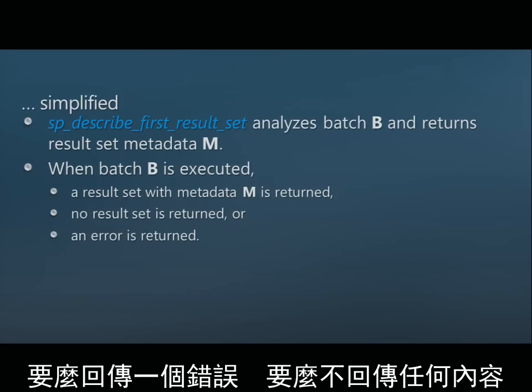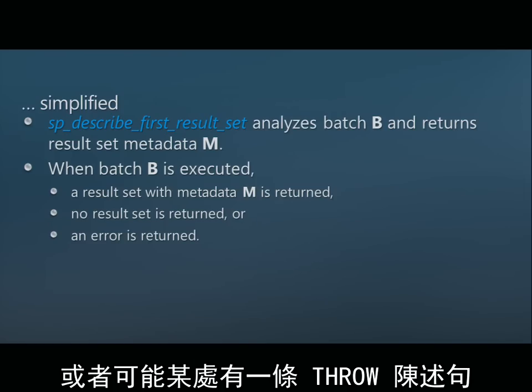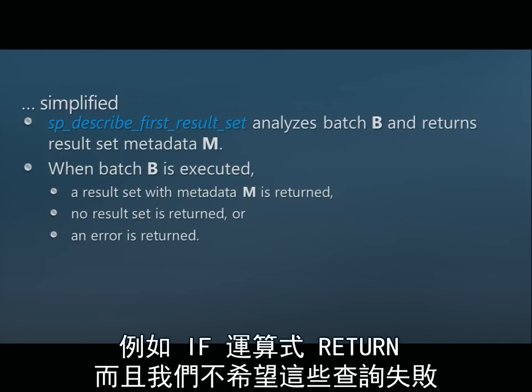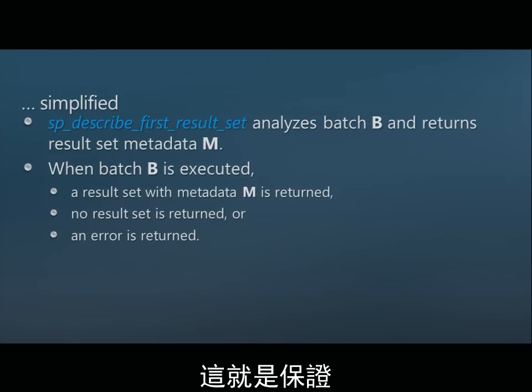Or we will give you an error back, or we will give you nothing back. This is to cover, obviously, errors can happen during query execution, or there may be a throw statement somewhere. It's also a common pattern to have something like IF expression RETURN, and we don't want to fail these queries. So that's why you'll get the result set we told you you'd get, nothing, or an error message. That's the guarantee.